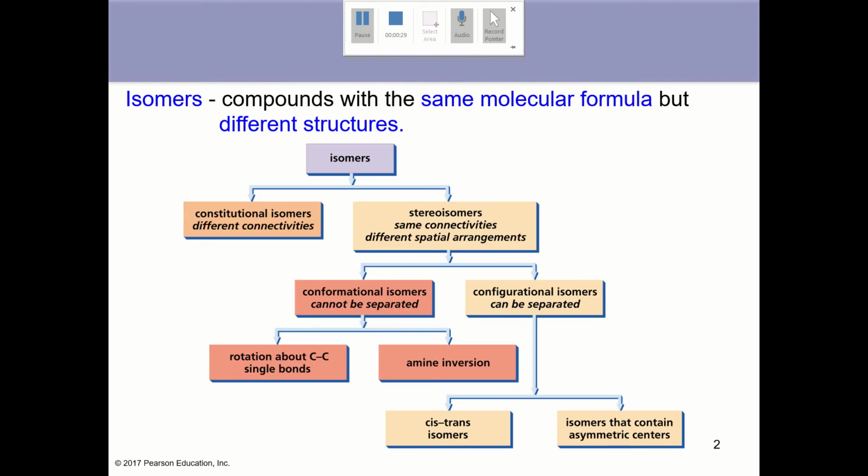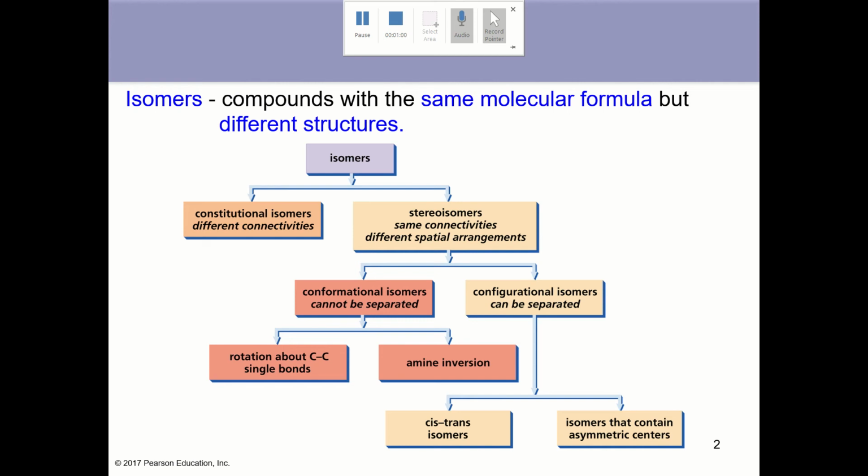Okay. Isomers. There are many different types of isomers, and so there's a lot of vocabulary to learn for this chapter. Isomers are compounds that have the same molecular formula, but maybe different structures. So different types of isomers include constitutional isomers, where we have the same molecular formula, but a different connectivity. And then there are stereoisomers that have the same connectivities, but different spatial arrangements.